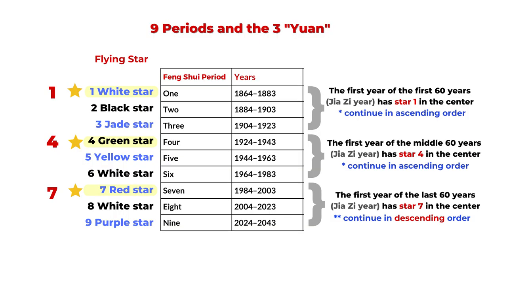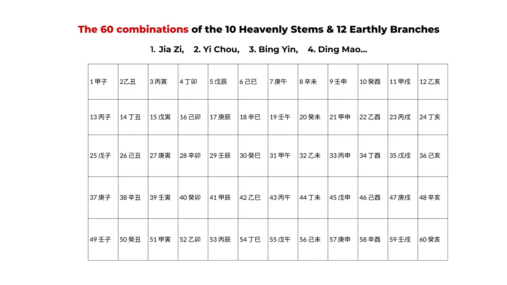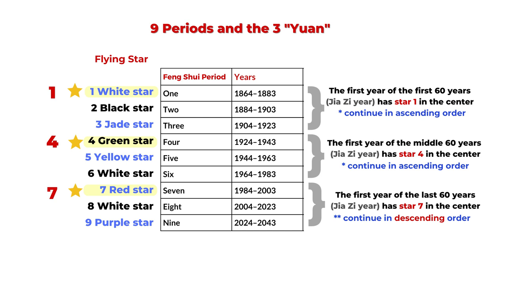And we are going to focus on the last 60 years because we are at almost period 9. And after period 9, we will start over from period 1. So that's one way to find the yearly flying star chart. You count from the beginning of the 60-year cycle, starting from period 7, that's number 7 in the center, and the second year of period 7, it's number 6 in the center, and follow the Luo Shu chart direction to find the next number.